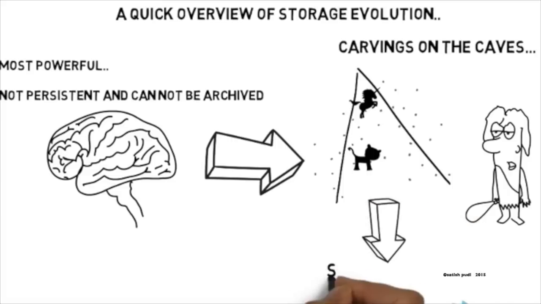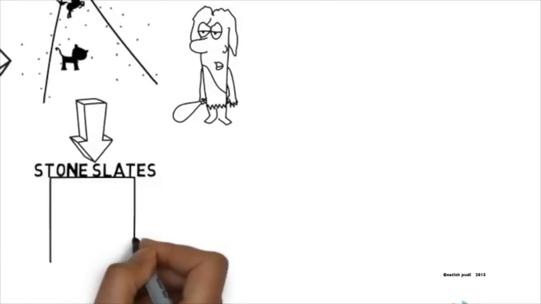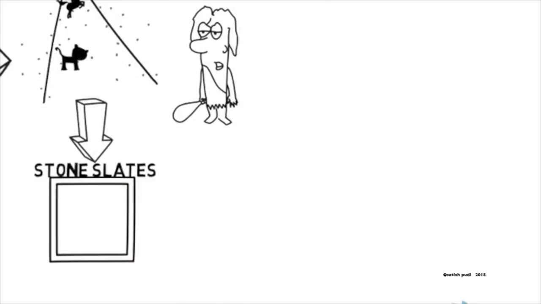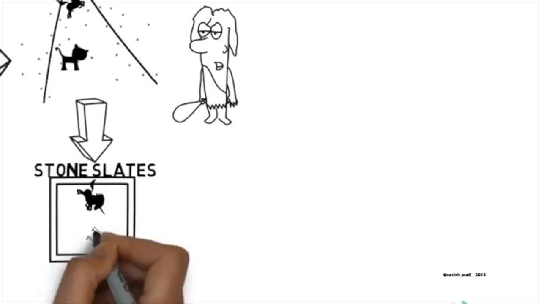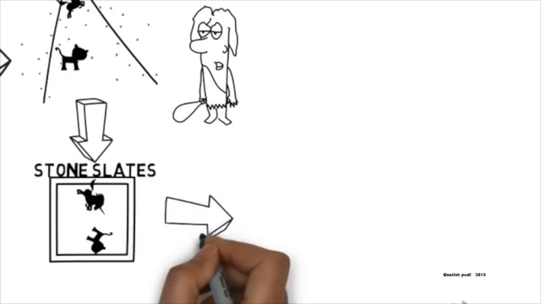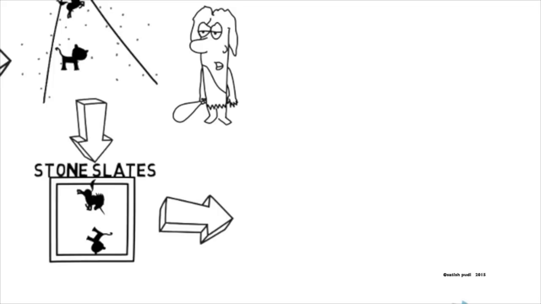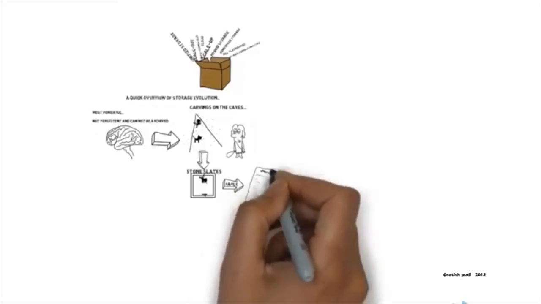So this approach gave way to stone slates. Stone slates make data mobile, but these stone slates are heavy, so you can't have a lot of data transfer. It has limitations. It's difficult to carry from one place to another. So then came along our favorite media, paper. Of course, paper back then cannot be processed by machines.